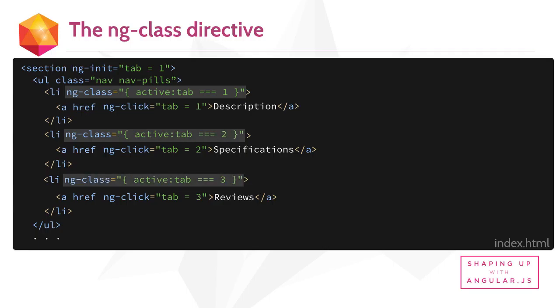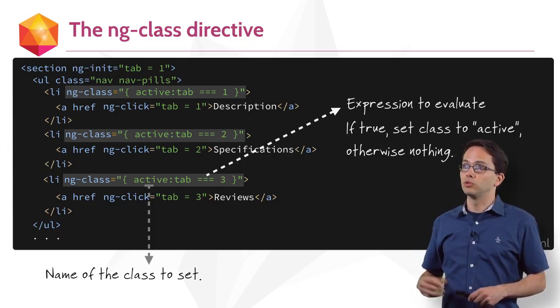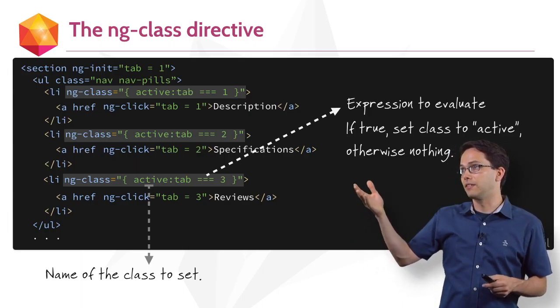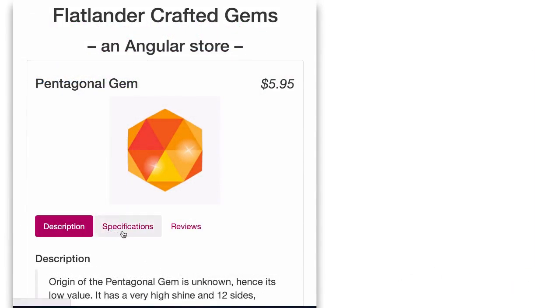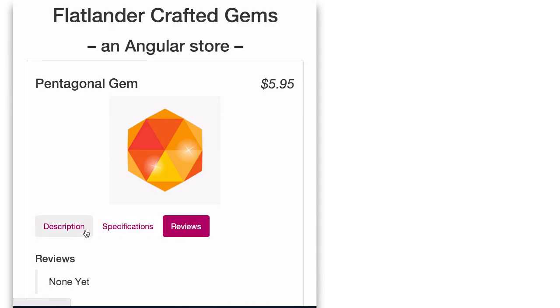In this object, we're going to specify as a key the name of the class that we want to set, and then as a value, an expression to evaluate. If this expression is true, we'll append this class to the element, and if it's not, we're not. In our case, we're going to check to see if the tab is equal to 1, and if it is, we'll set the class to active. And then, of course, 2 and 3 for the other tabs. Then back in our browser, you can see that our tabs are now using the active class properly. Much nicer.